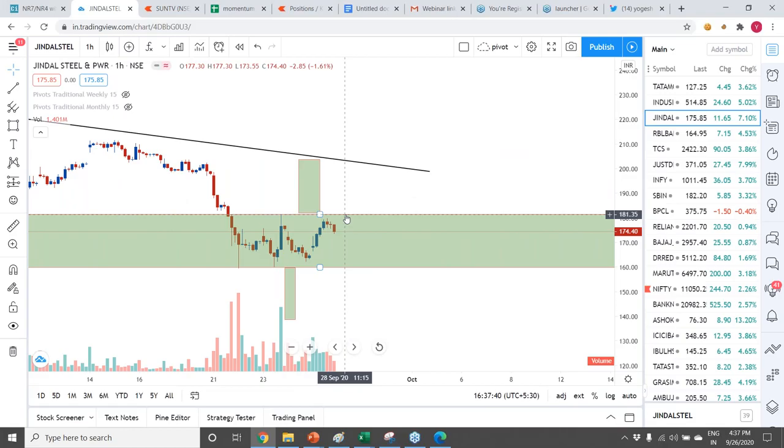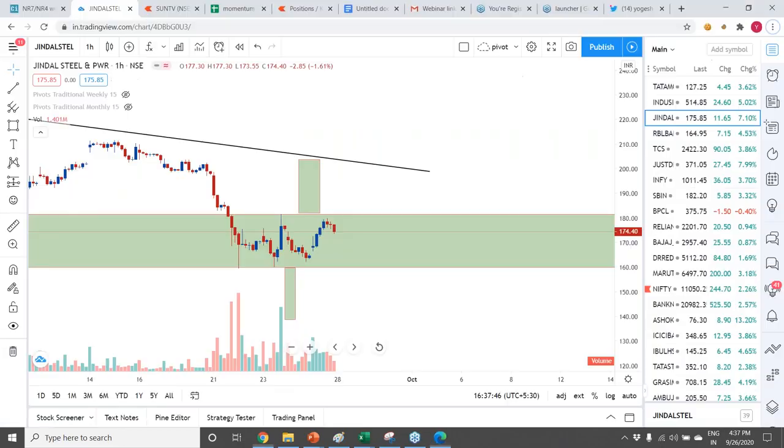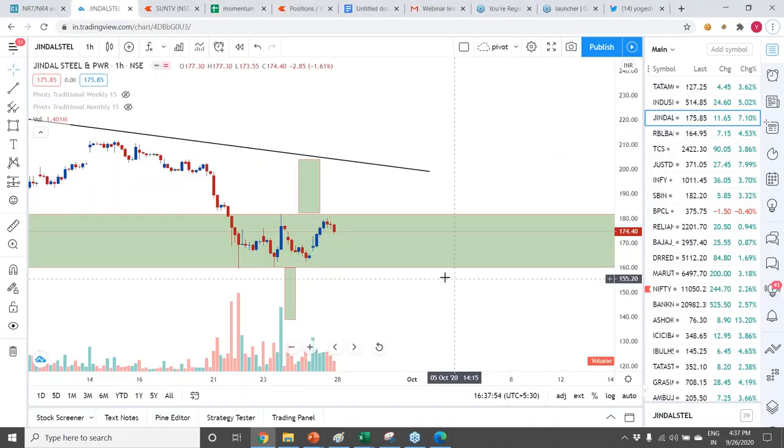So say entry is 181.35. Say buy entry, for example. So my target would be, you know how to draw the target, right? 203. And say it reverses from here. So my swing low is 173.